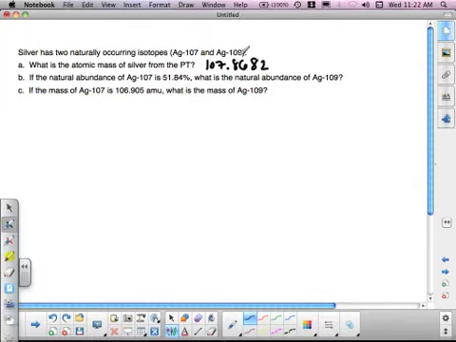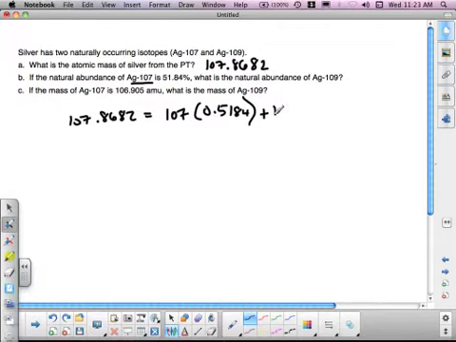So the two together, times their abundances, add up to the 107.8682. Now they're not giving us the exact masses here, so we're just going to use the 107. So we know that 107, and we know its abundance, and we know we're going to add it to the 109, but we don't know its abundance. Now, what do these abundances add up to? What do the percentages add up to? Well, the percentages add up to 100. The abundances are going to add up to 1.